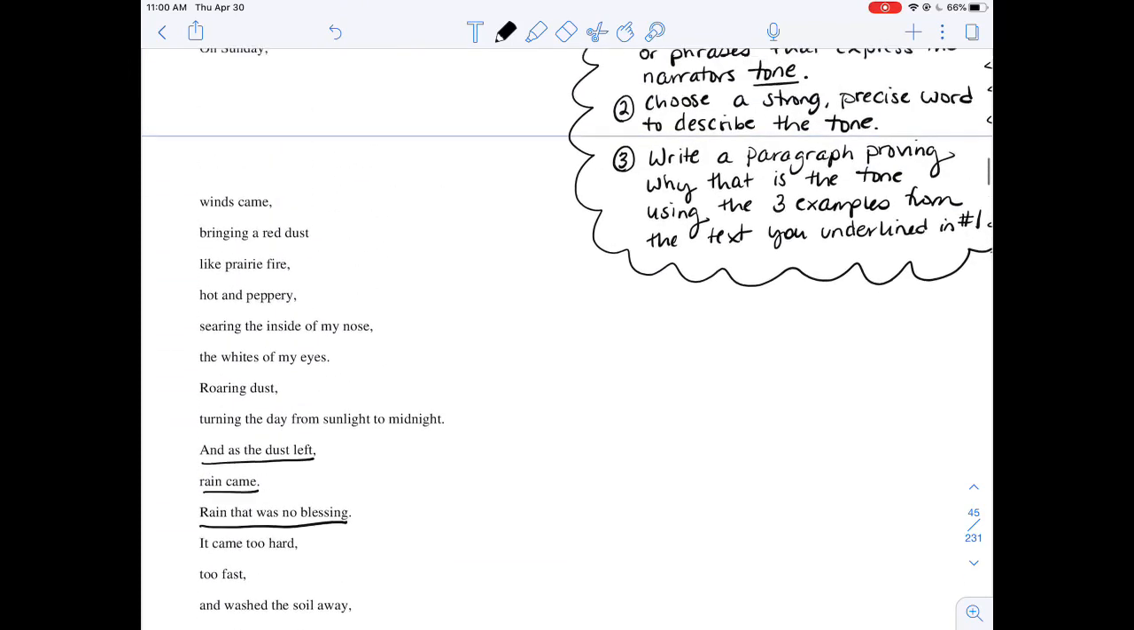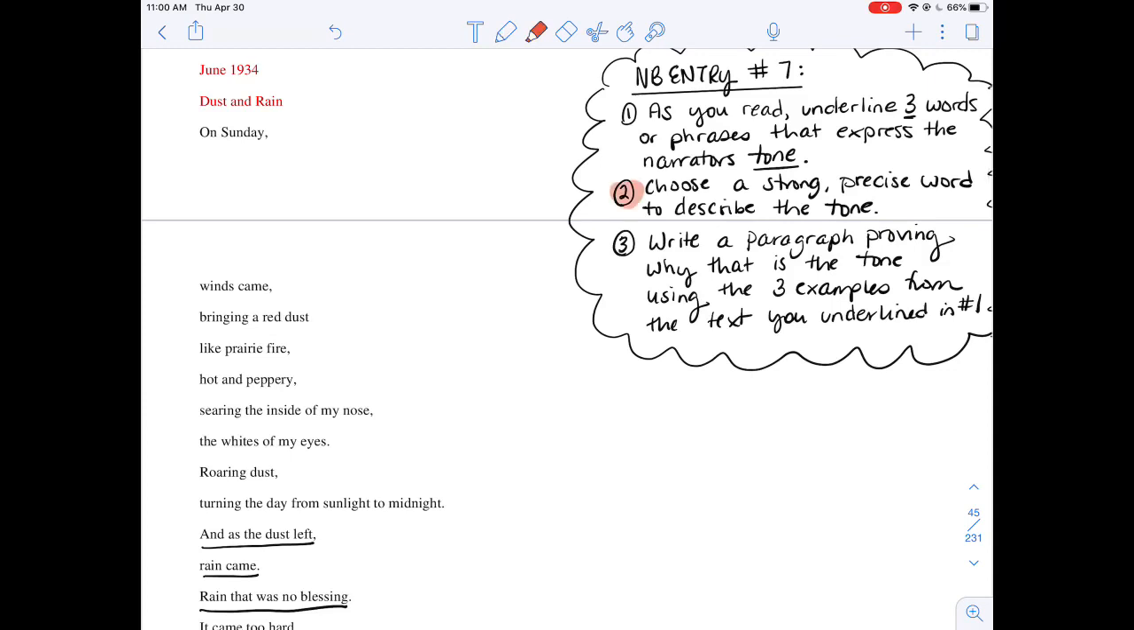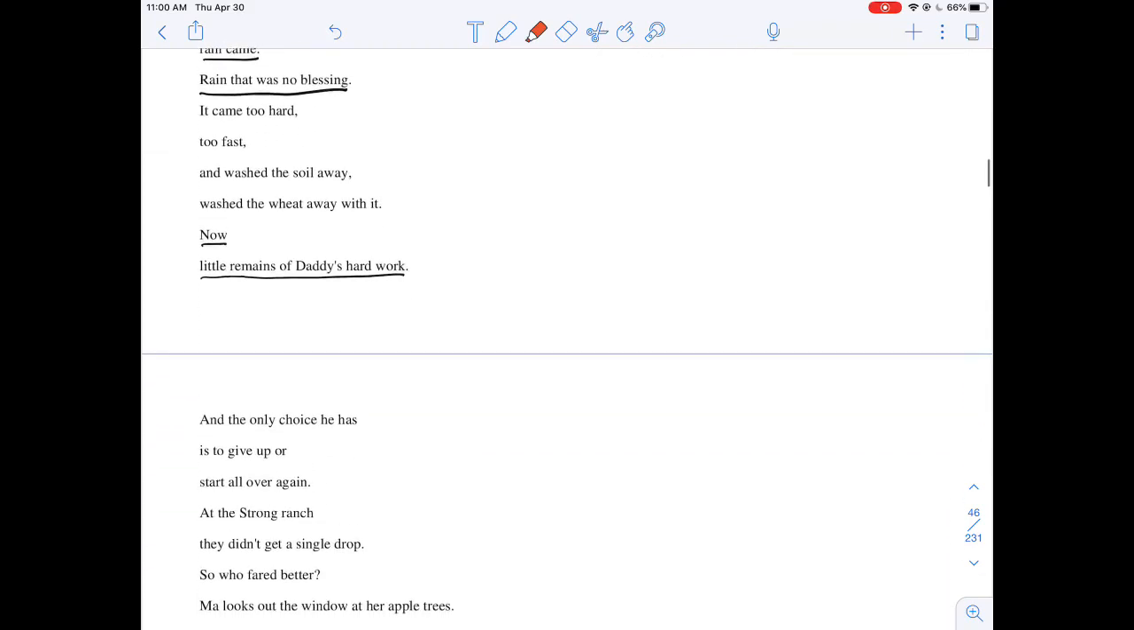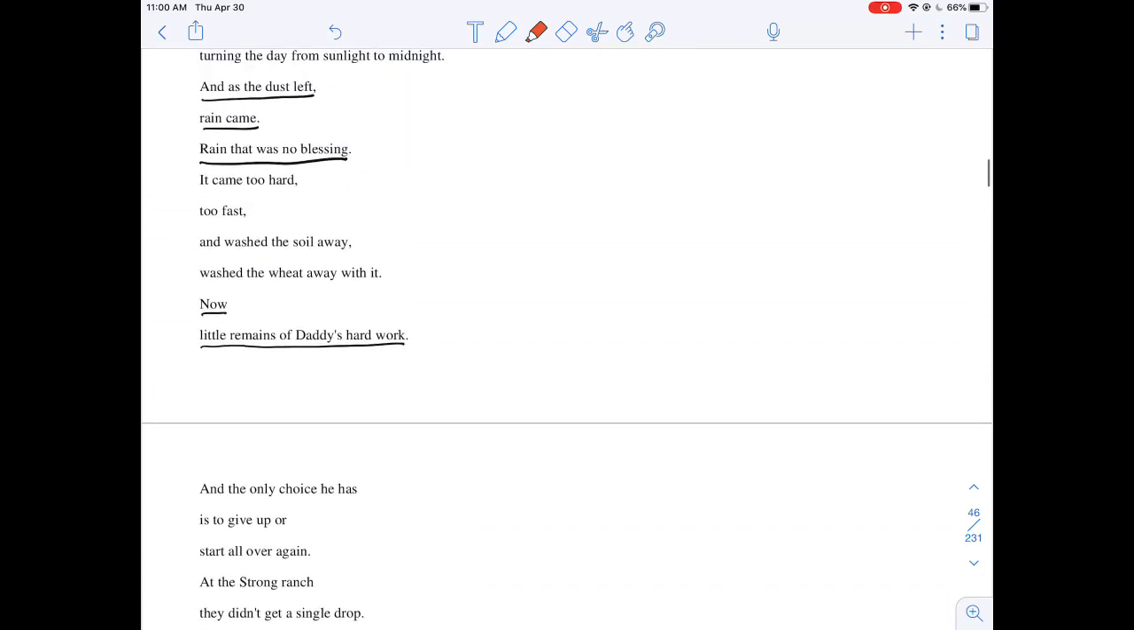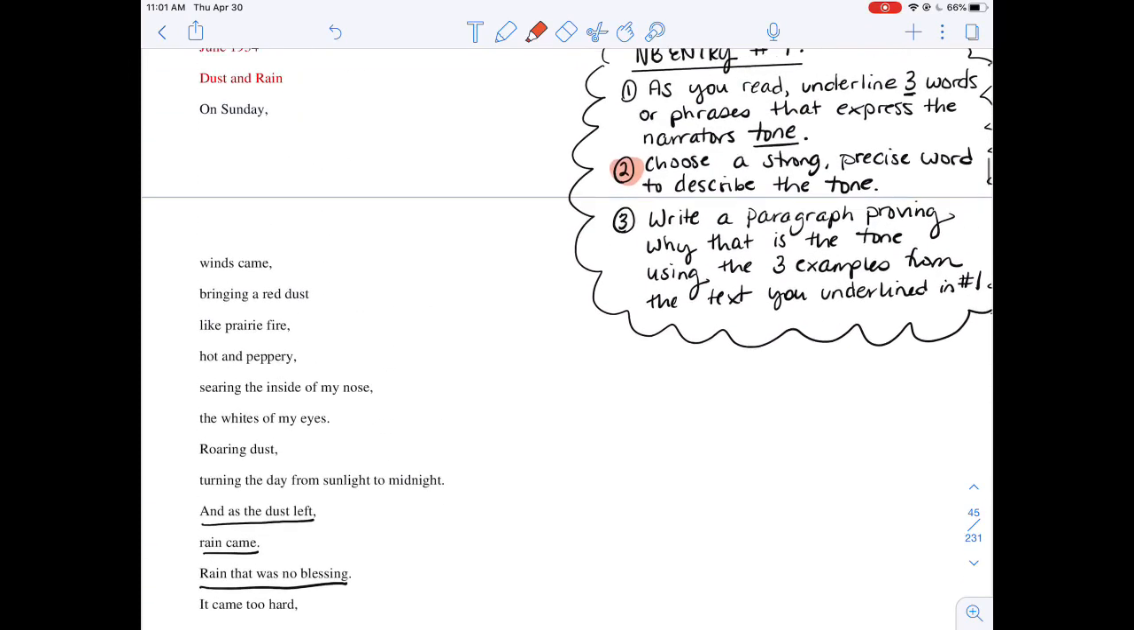And what we want to do for the next part of this strategy, number 2, is choose a strong, precise word to describe the tone, looking at those 3 examples. From those 3 examples, I want to choose a strong word. I don't want to say sad or happy, words that would probably first come to mind. Think a little bit further than that. Of course, this seems pretty sad just generally, but I want to go with a stronger word, and I'm going to think it's probably pretty despairing, meaning she seems to have lost all hope right now. So I'm going to describe her tone as despairing.